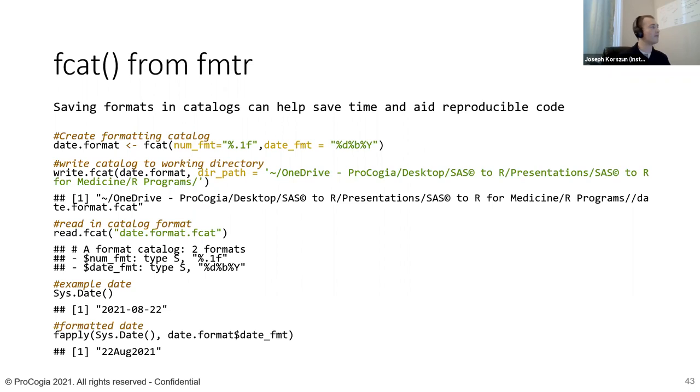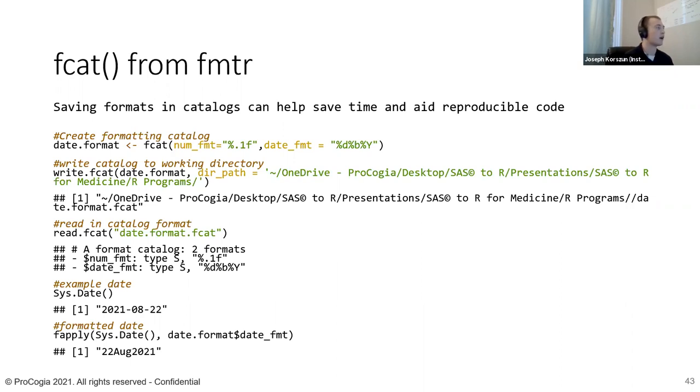Okay, so this one gets a little bit more complicated. We're not going to touch on this too much in the course, but just as a programmatic example, the fcat will reproduce similar functionality to the SAS catalog. So if you're looking to store formatting attributes, well, there are different ways to format your data, and this is the way you would approach it.